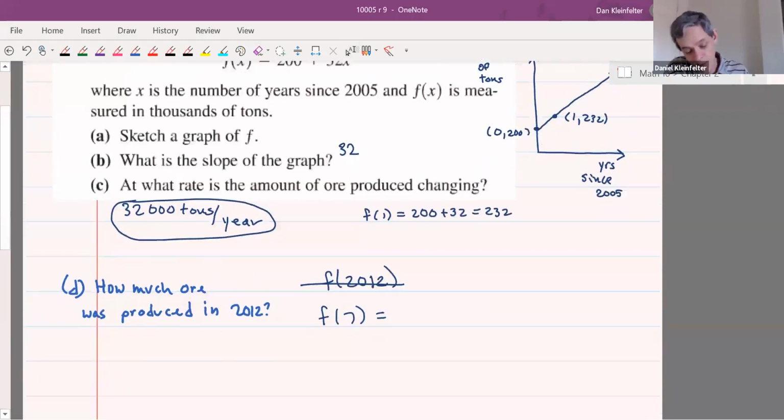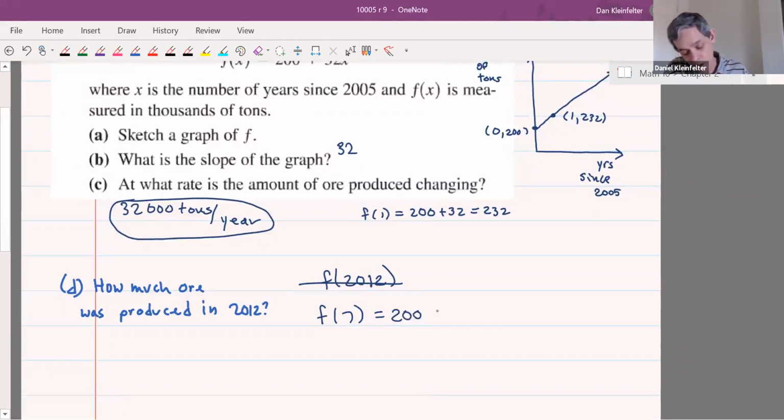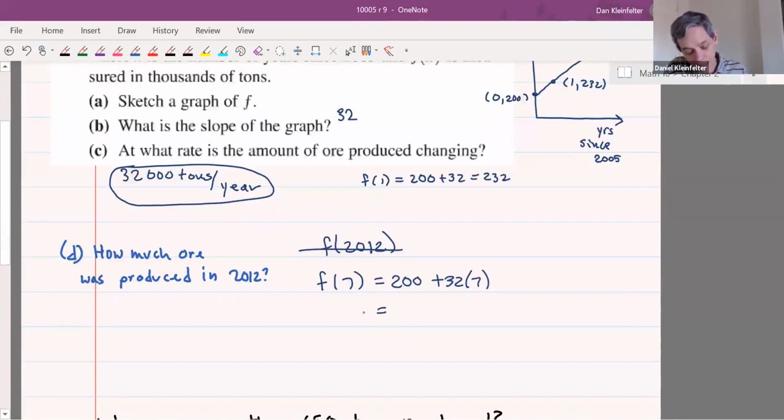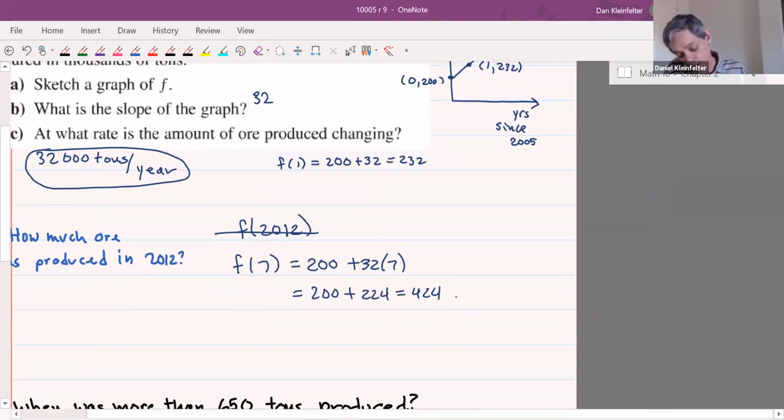So that will be 200 plus 32 times 7. And that's 210 plus 14, 224, or 424. And that will be thousands of tons. Okay.